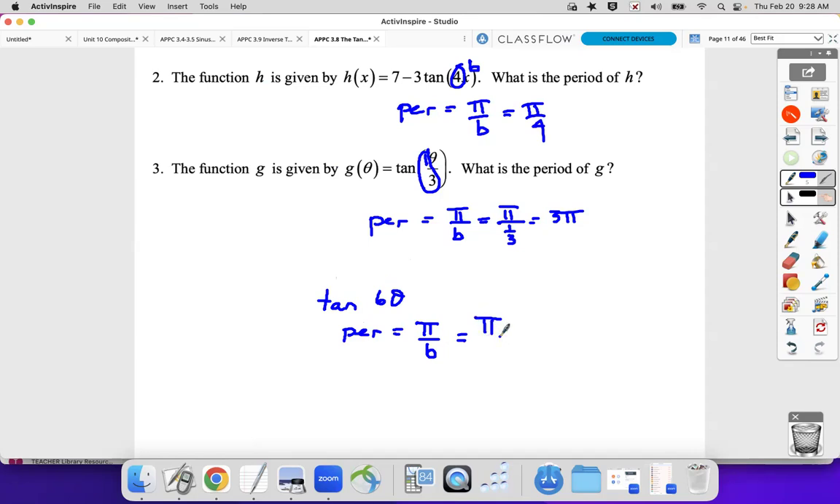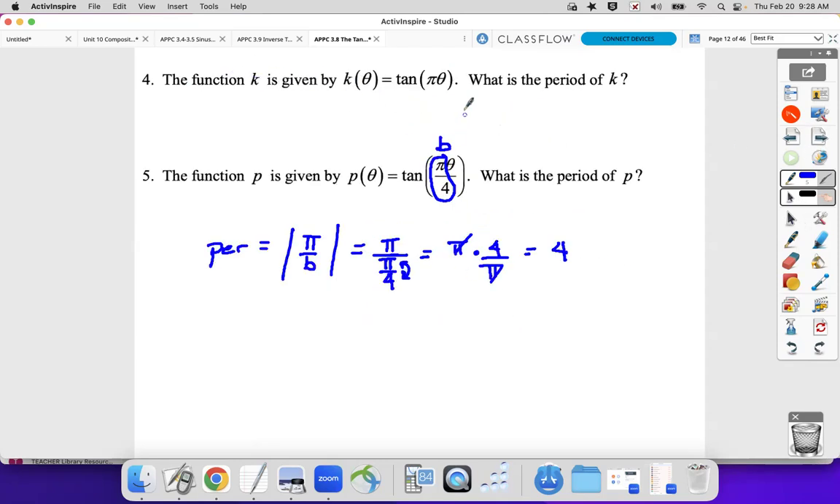Would it be 1/6? Yep, pi/6, right. You have to have the pi in there. Oh, pi/6. Okay. How do we do number 4? Oh my gosh, you're asking me for the entire thing. Just the first page. Okay. The period is pi over B. Remember, I said ignore the x or the theta, but that's B. So it's pi over... okay, pi. That's 1. That's fine.